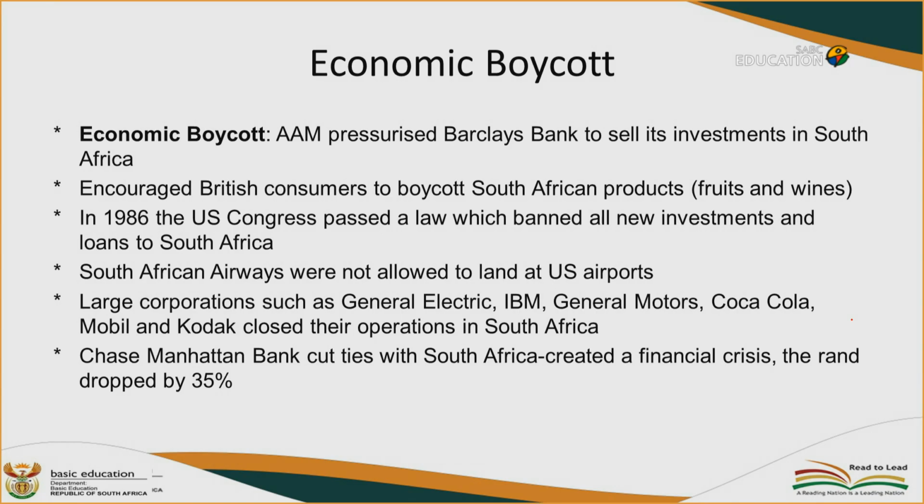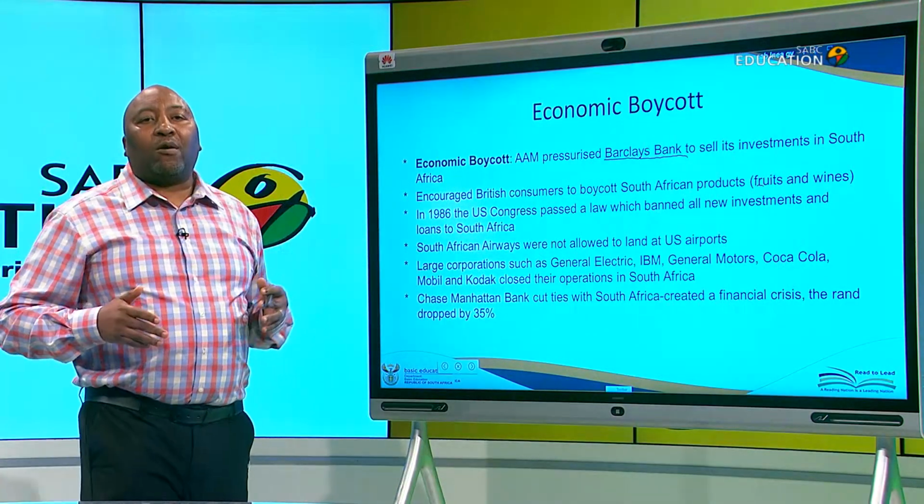As I said to you, there are various forms of boycotts that the anti-apartheid movement embarked on, and one of them is the economic boycott. Under the economic boycott, the first thing that the anti-apartheid movement did was to pressurize their bank, Barclays Bank, to sell their investment in South Africa, which means they did not want South Africa to work with Barclays Bank again. That would have a negative impact on South Africa's financial rent. The British anti-apartheid movement also encouraged consumers to boycott all South African products. What does this mean? South Africans could no longer export any fruits or any wine. All their products were not allowed to be exported to Britain.